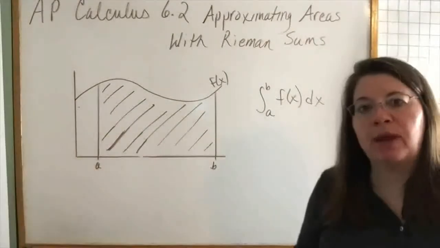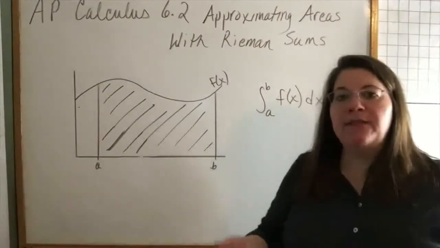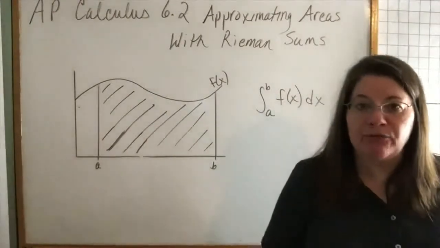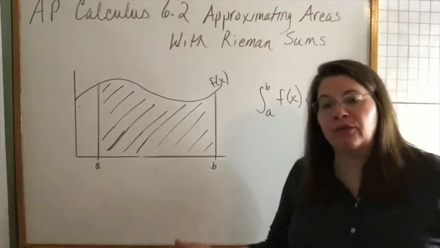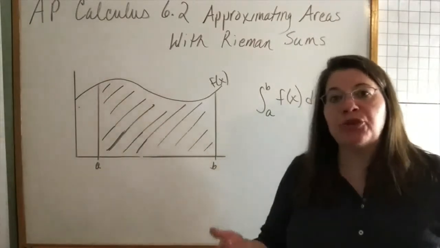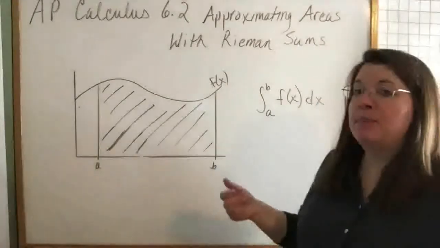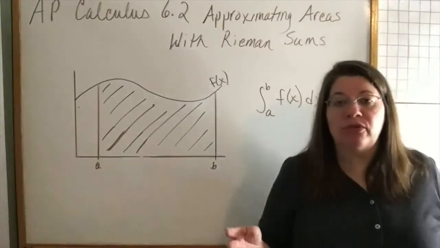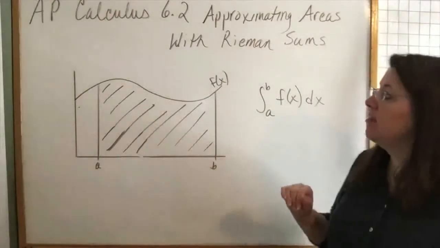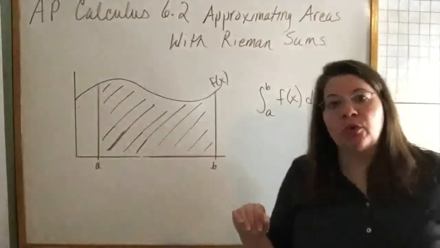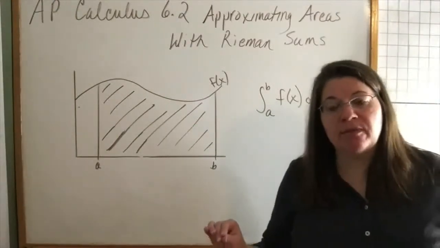And when you're dealing with Riemann sums, they're going to say find the area under the curve using a left Riemann sum or a right Riemann sum, or using trapezoids, or by using the midpoint rule. There are 4 different rules that we're going to be dealing with in this section. And I'm going to start with your left and right Riemann sums first.